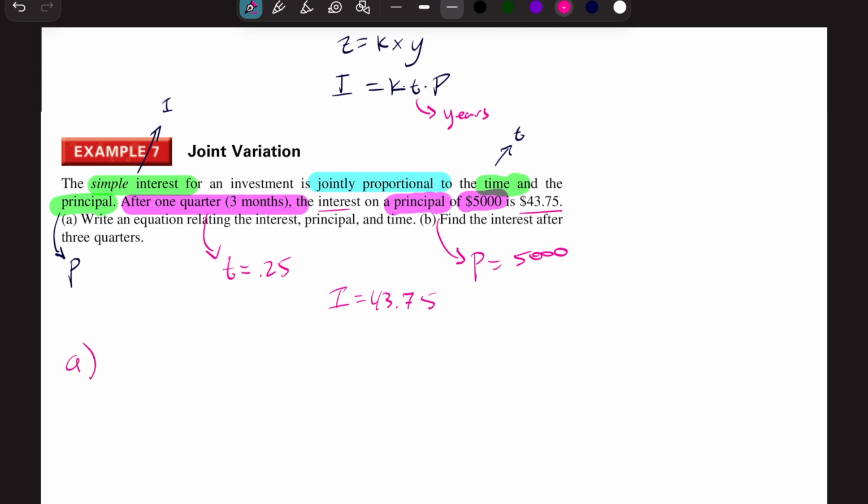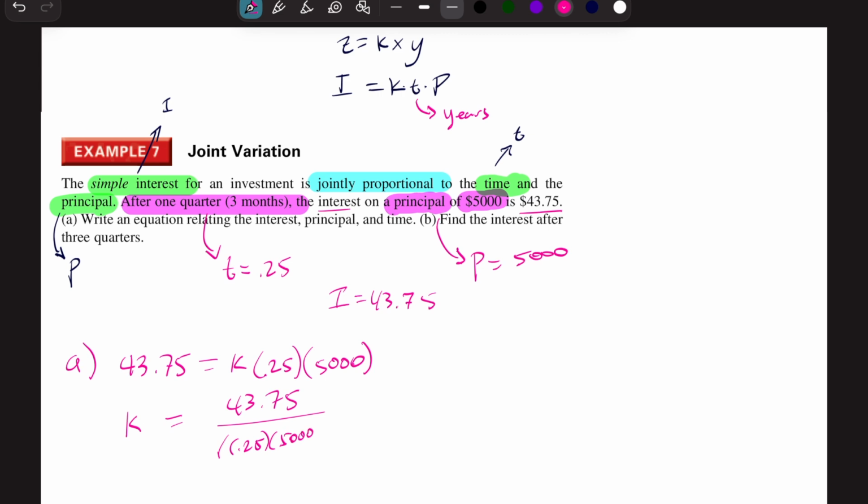Okay. A, write an equation relating interest, principal, and time. So we want to solve for K here. So I'm going to say 43.75 equals K times 0.25 times 5,000. To isolate K, just divide out the 0.25 and the 5,000. So I'm going to get 43.75 divided by 0.25 times 5,000. All right, which is about, if we pop that in a calculator, 0.035.